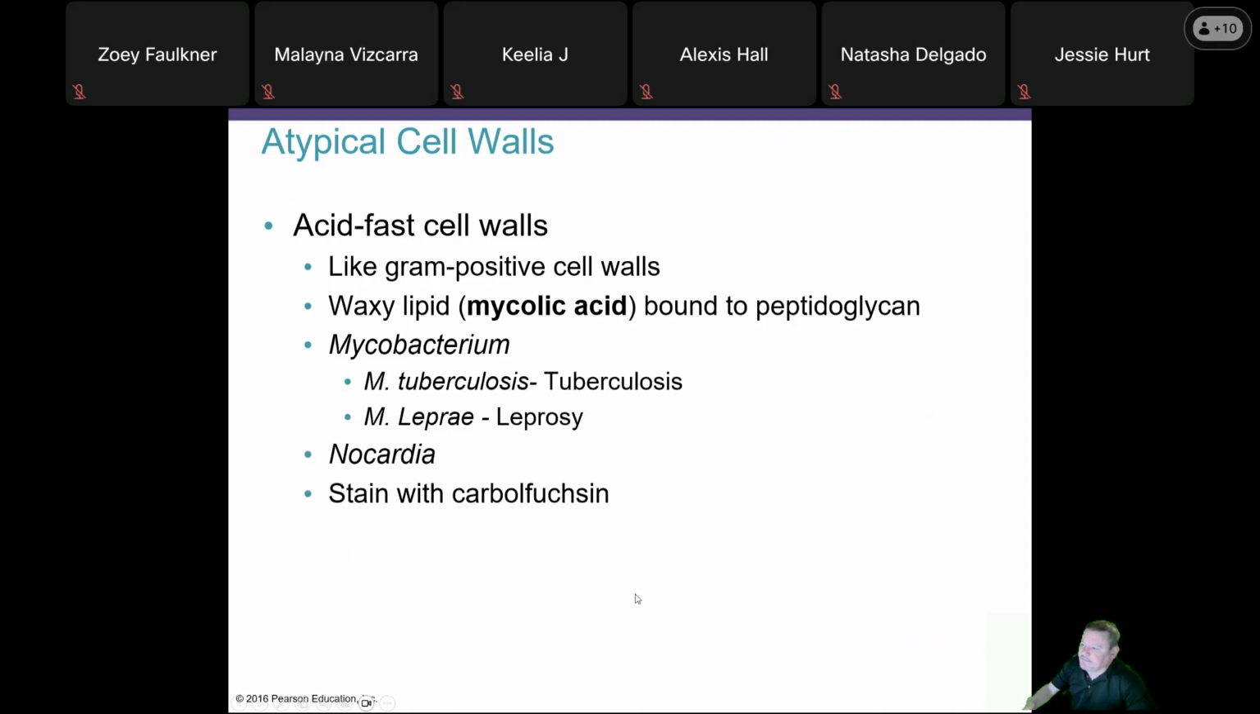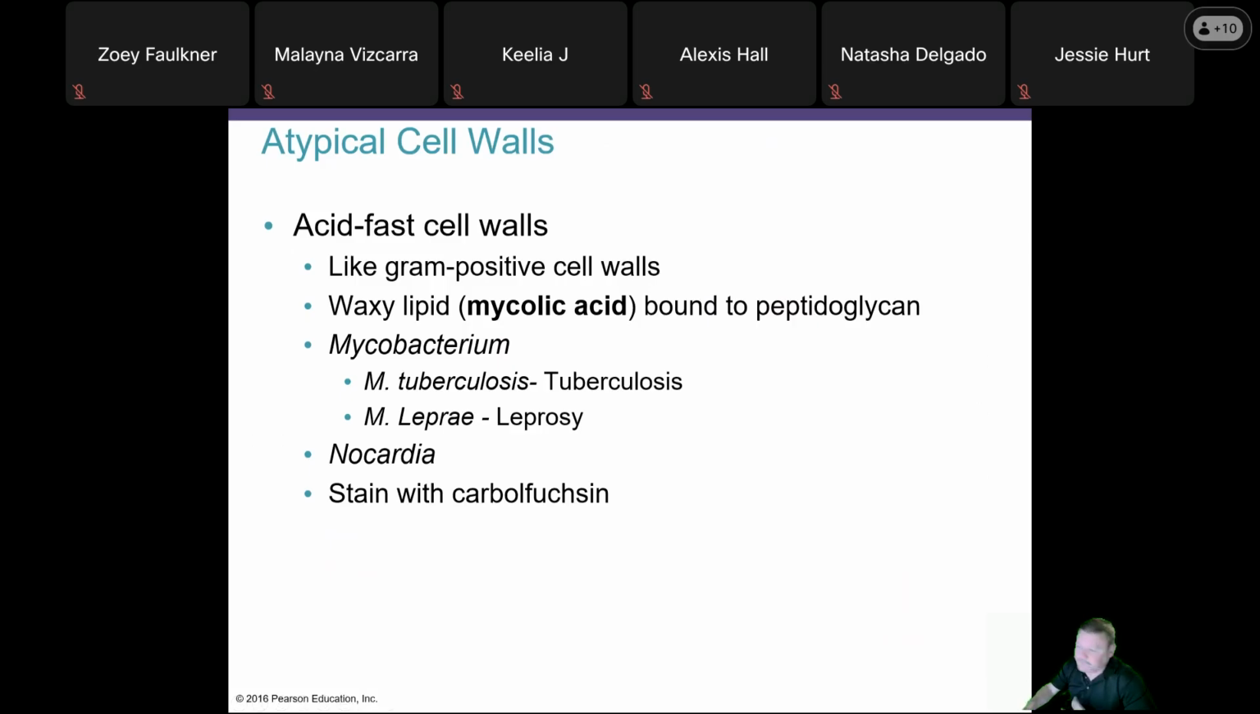Now, some atypical cell walls. You're going to do another staining technique called acid fast. This looks for something called mycolic acid in the cell wall. These are your mycobacterium, and some of the nastier ones you're going to deal with. Tuberculosis and leprosy are caused by mycobacterium. Nocardia is another one that will show acid fast. These will show up and you'll be able to recognize that you have a mycobacterium.